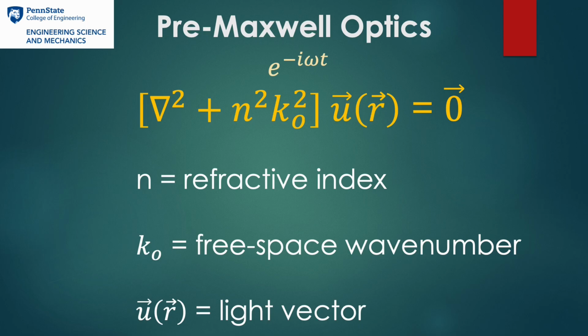By the time 1830 came, it was known that light obeys what we now call the Helmholtz equation. An exponential minus i omega t time dependence is implicit in this presentation, with omega as the angular frequency and t as time. In the Helmholtz equation, n is the refractive index, k naught is the free space wave number, and the vector u is the light vector. What the light vector is, that was not known. The solutions of this equation were, however, known.